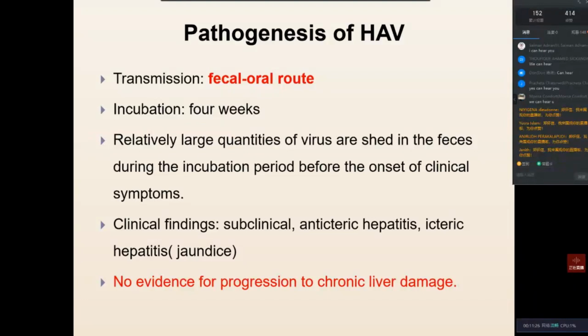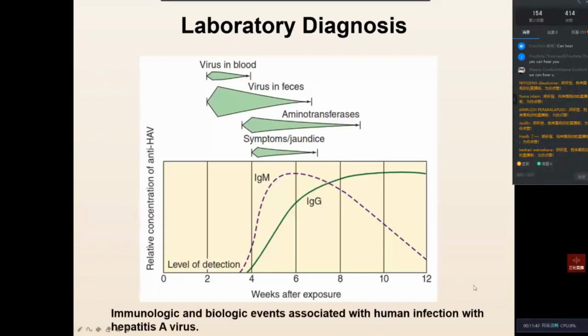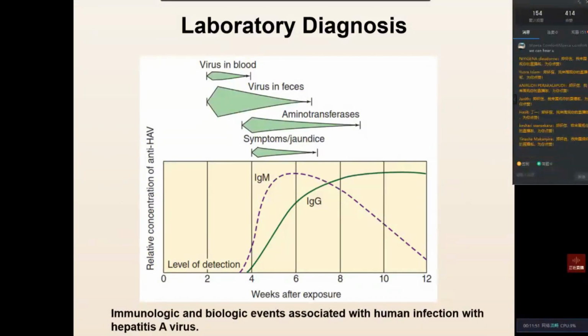And now we don't have any evidence that HAV infection can lead to chronic liver damage. Usually the patient can recover quickly, and they don't develop into chronic liver damage. This is the onset of HAV infection.